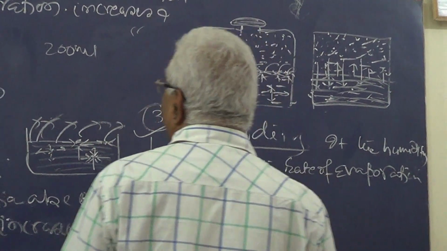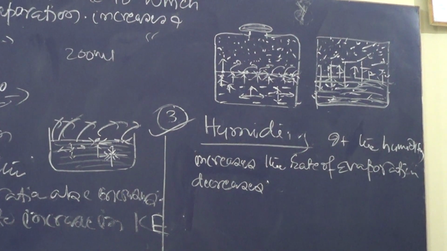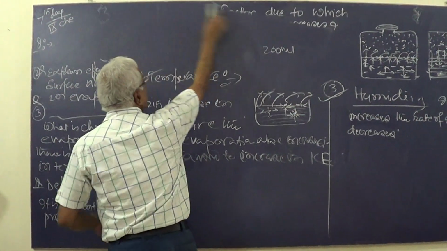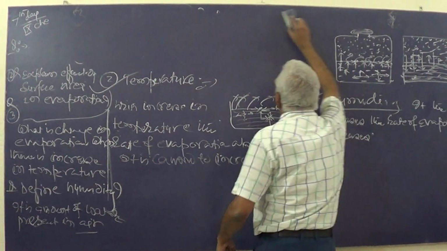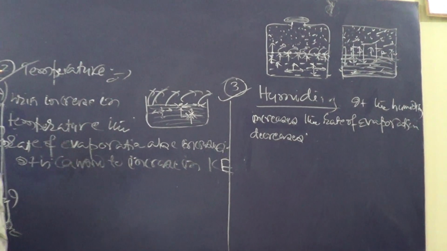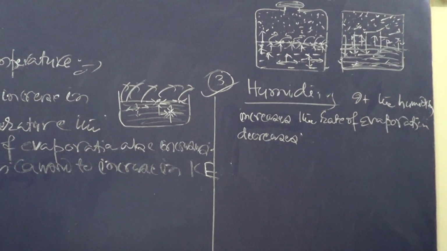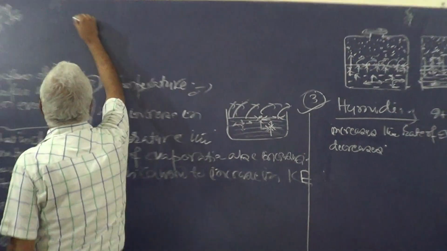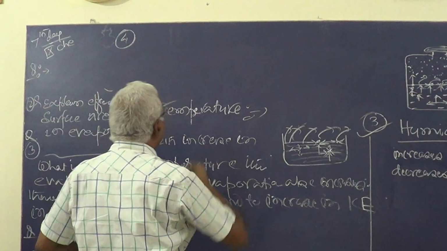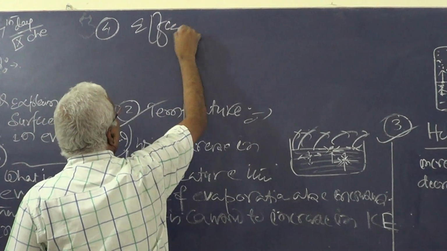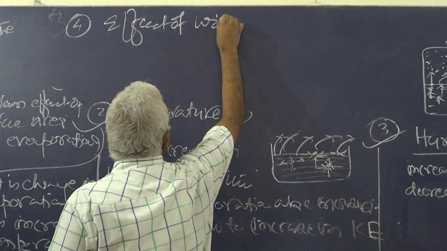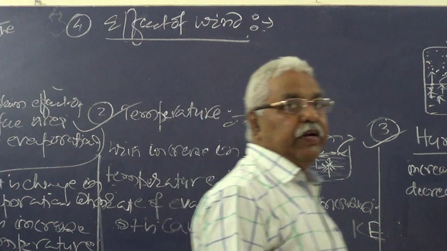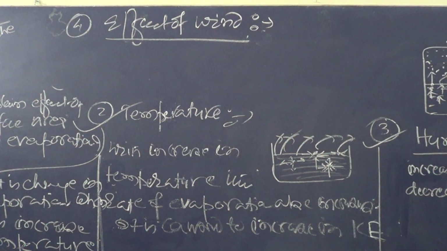Now, children, my fourth point we are going to discuss. That is wind speed. Effect of wind. My topic is the effect of wind, number four. Now, what does the wind do?